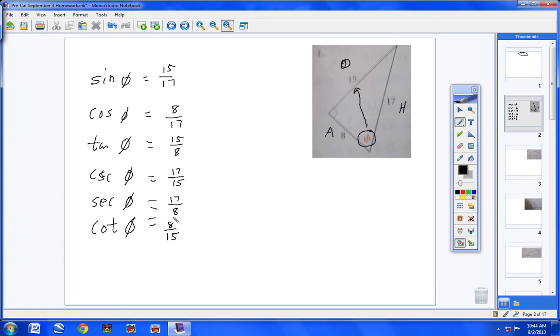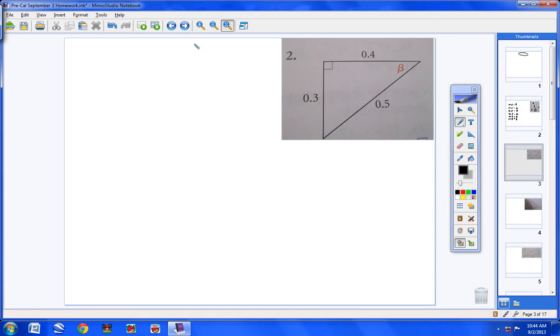All right, moving on to the next problem. If I go too fast, just pause the video. Okay, here's the angle we're dealing with, so I'm going to draw a line going across. This is my opposite side. Here's my right angle. This is my hypotenuse, and this would be my adjacent side.